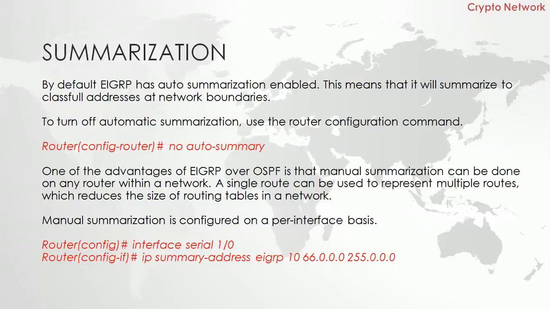Use the command ip summary-address eigrp autonomous system number, then the address and mask. That is here in an example, ip summary-address eigrp, that is the autonomous system number 10, the network address, and the wildcard mask. You can use the subnet mask as well. So, manually creating a summary route at an arbitrary bit boundary.